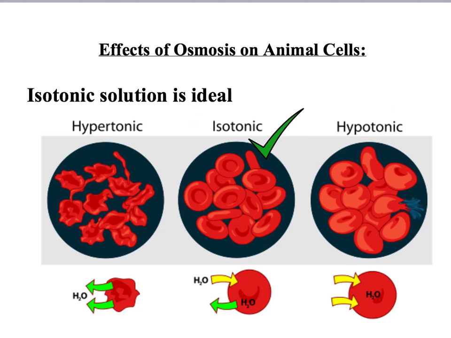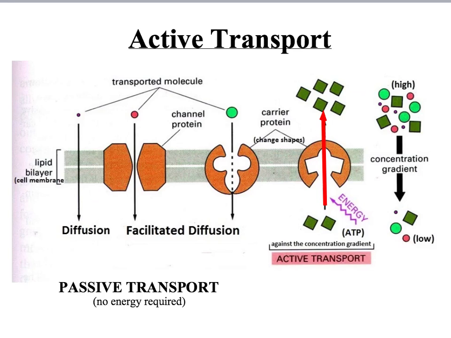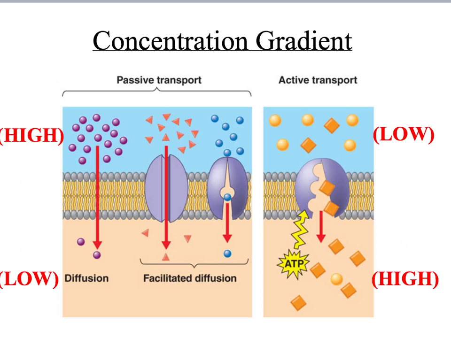On the other hand, animal cells reach homeostasis when they're put in an isotonic solution. They will shrink in a hypertonic solution, and they will burst open if put in a hypotonic solution. So just as a review, a solute is something that you dissolve in a solvent, and together they form a solution.